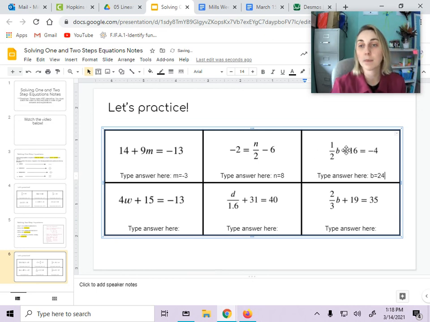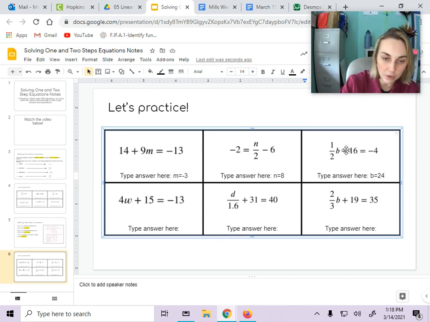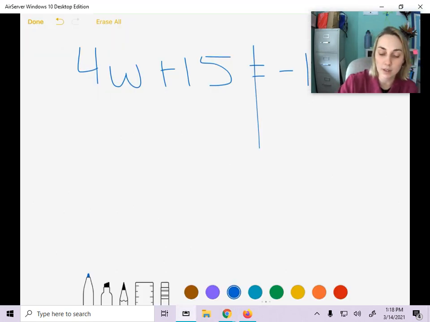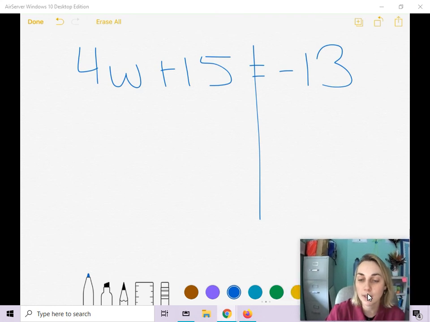All right, so there's about 3 more left. Stick with me, we're almost done. So this time we have 4w plus 15, and that is equal to -13. Well, same thing. Let's go ahead and put our balance beam through the equal sign, and we can go ahead and solve.